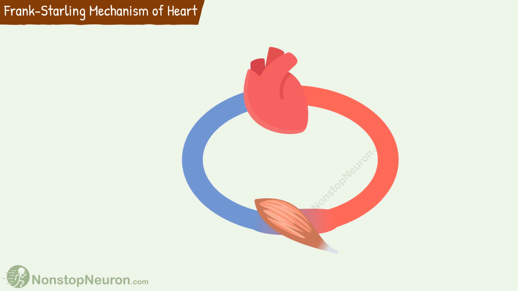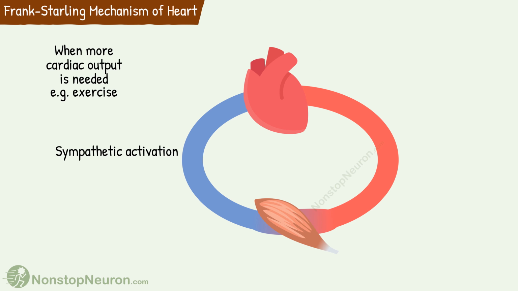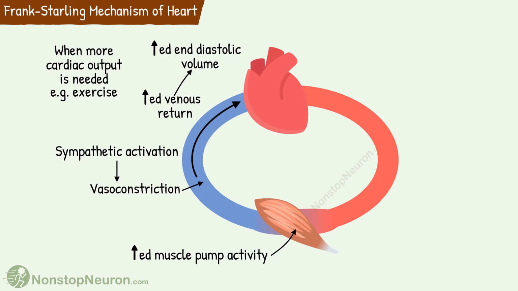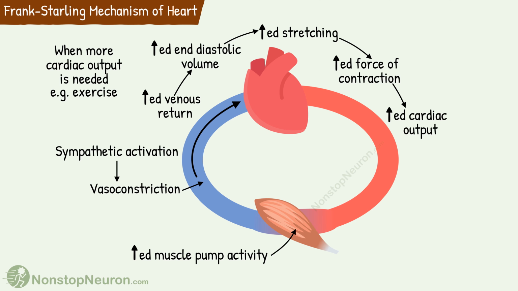The second importance is in situations where more cardiac output is needed. For example, during exercise. In such situations, multiple factors such as sympathetic activation causing vasoconstriction, and increased muscle pump activity increase the venous return. The increased venous return results in increased end-diastolic volume. Due to the increased stretching, the force of contraction is increased and more blood is pumped. This increase in pumping is required during exercise. Please note that this increased pumping is merely due to increased venous return. We are not yet talking about any external influences on the heart.